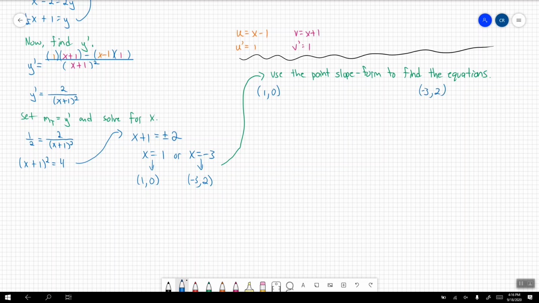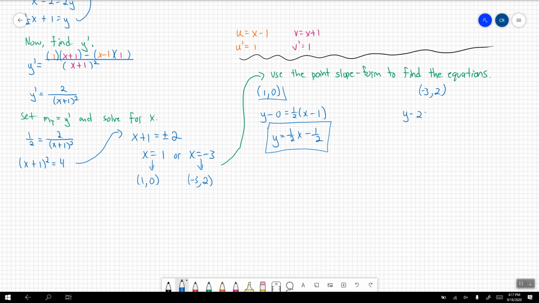So back to what I was saying here, that I need the equations of the lines. y minus y1, in this case it's y minus 0, is equal to m, and I'm going to use one of my slopes here. Well, my slope is positive, so that's going to be 1/2 times x minus x1, which is 1, which means y is equal to 1/2 x minus 1/2. We found one equation. Let's find the other.